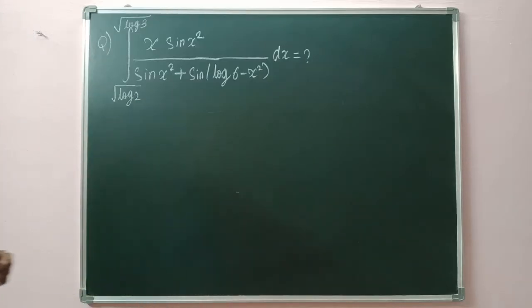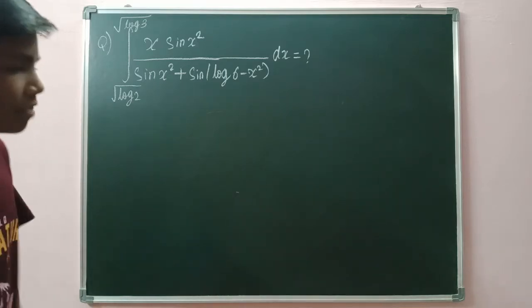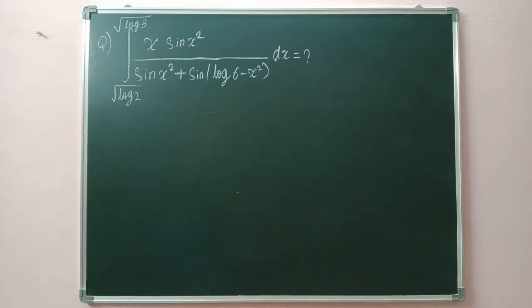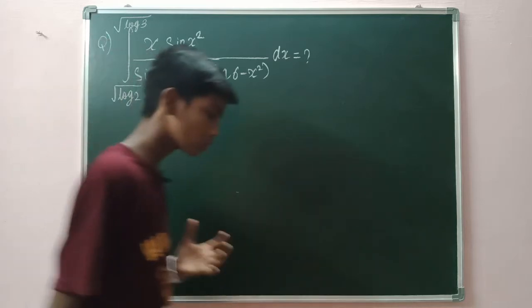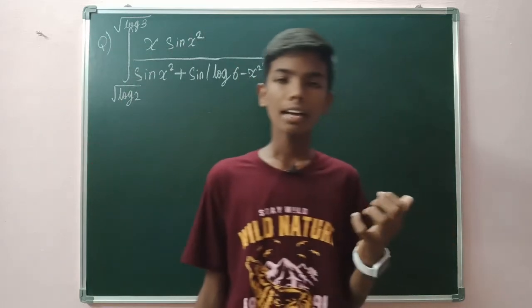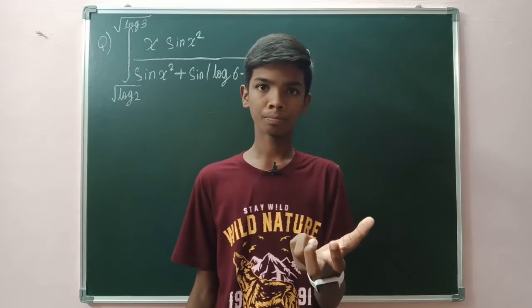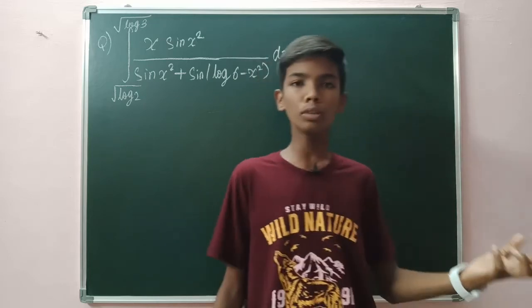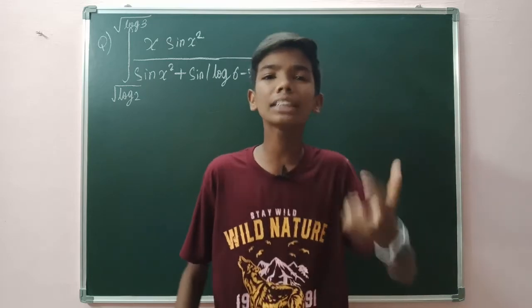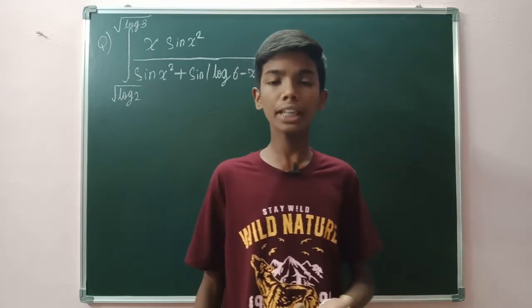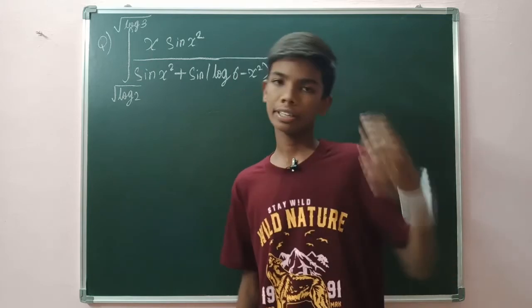Our next question is the integral of x into sine of x square dx divided by sine of x square plus sine of log 6 minus x square, from root of log 2 to root of log 3, and we are supposed to find the value of this integral. How we are going to solve this question is that I am going to use King's rule. But before going on to King's rule, I am going to do one small substitution. Then I will go on with King's rule.